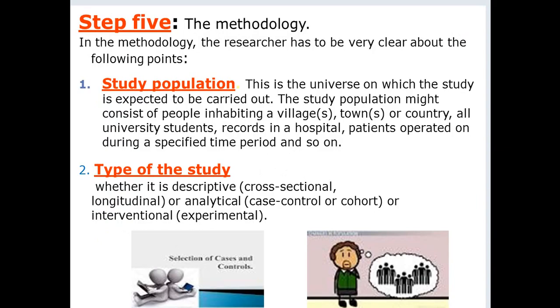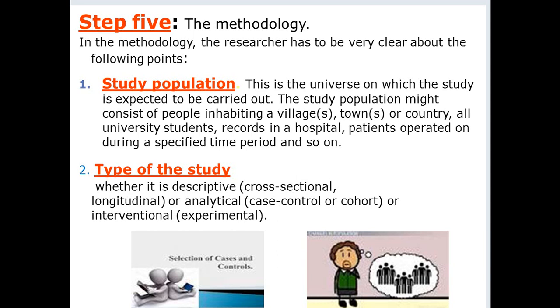As we said, methodology: the researcher has to be very clear about the following points. First of all, the study population. This is the universe on which the study is expected to be carried out. The study population might consist of the population inhabiting a village or a town or a country, or all university students, or records of hospital patients operated on during a specified period of time, and so on. So this is the study population included in the methodology.